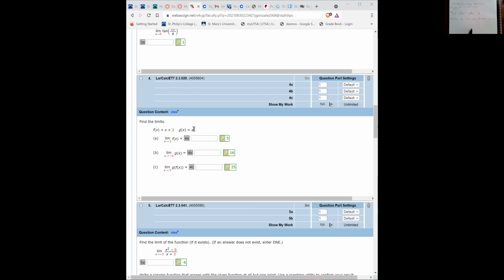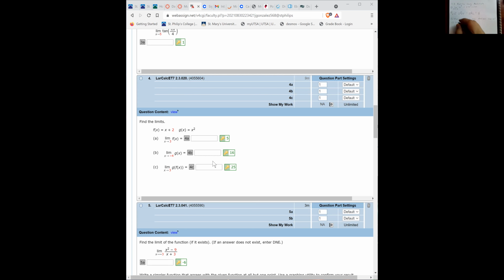If I plug in -4, it doesn't create any problem here. So -4 squared is 16. It's nothing to do here. Other than that, just like number 1 and number 2, you just plug it in. C is a little bit different because it's requiring you to do a composition. So let's do C. I'm going to skip A and B, let you do that.